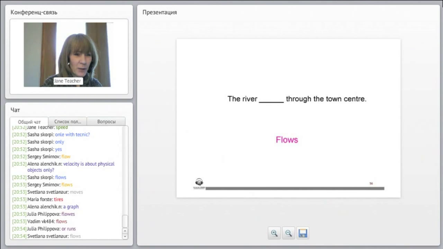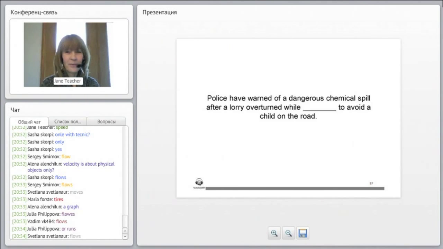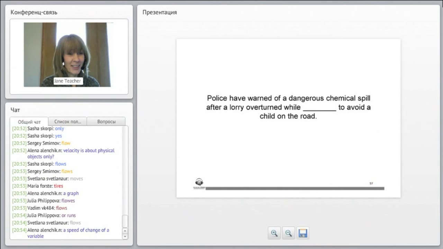So in that case, no, we wouldn't use it. Okay? And we got flows, runs. Good, yes, those are some words that we can use, definitely. Flows or runs or moves. Good. Okay, let's look at another one.